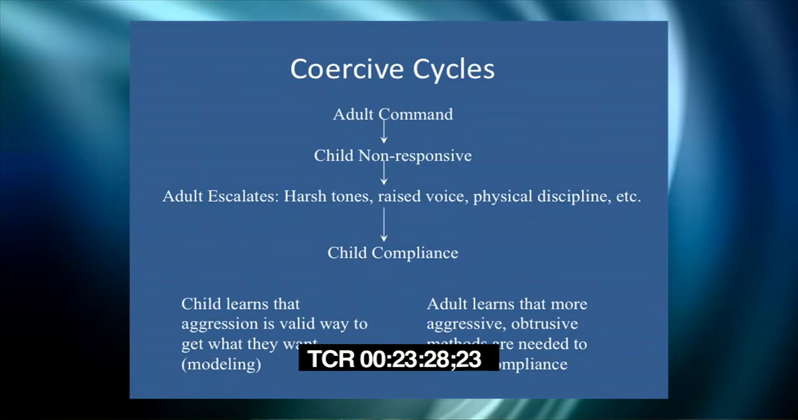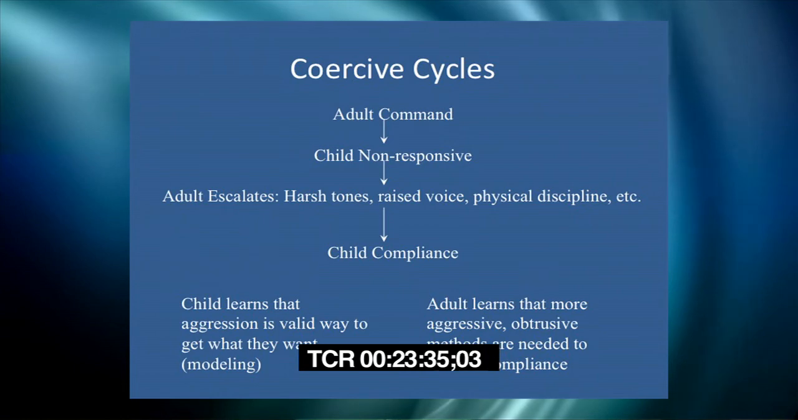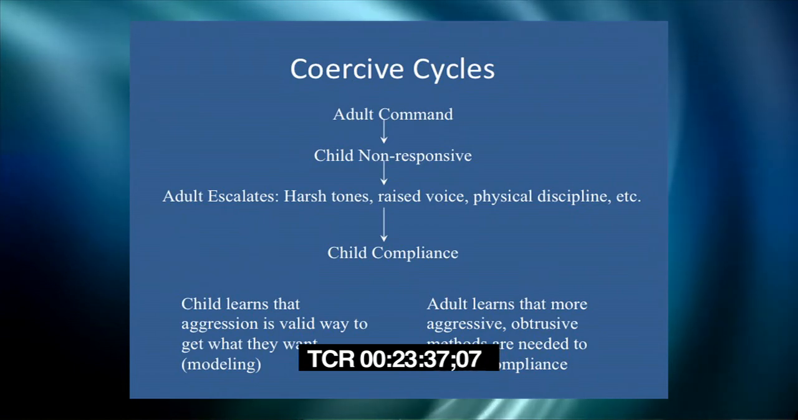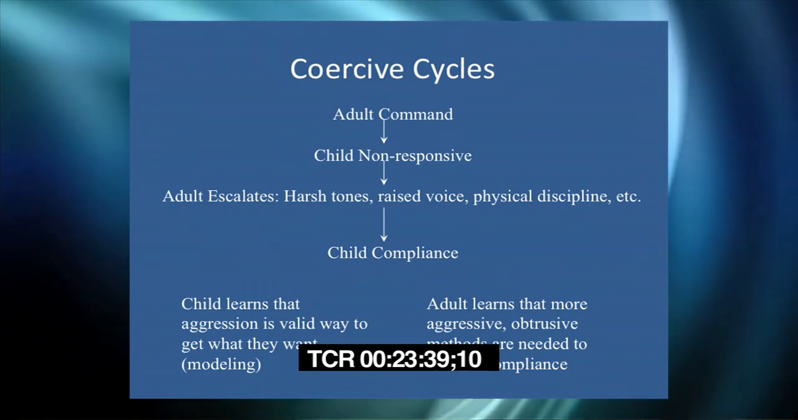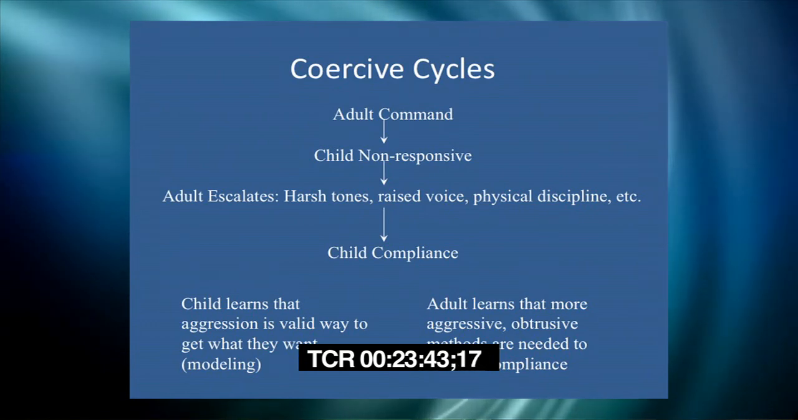What about this one? The adult gives a command, the child's not responsive. The adult escalates by raising their voice, being harsh, going to physical discipline, and then the child complies. What might the child learn over time with repeated patterns of this cycle? Fear. Aggressive, next fear. Okay, so the child might learn fear. They might learn to expect escalated forms of discipline.